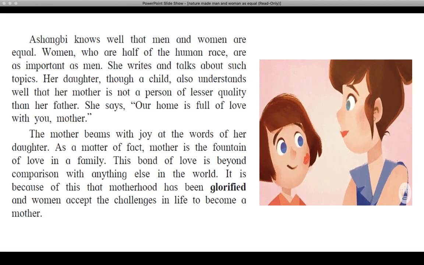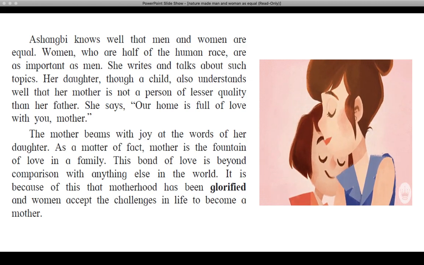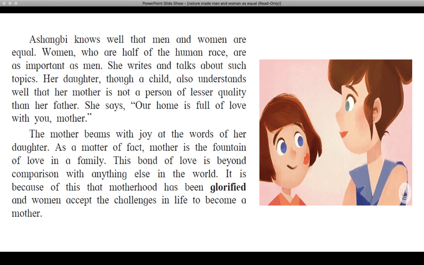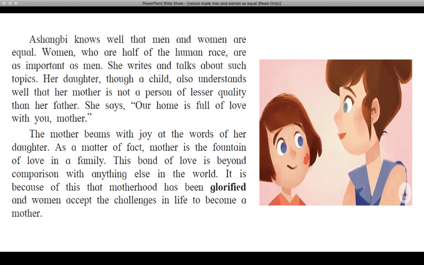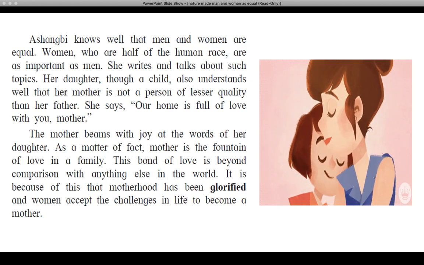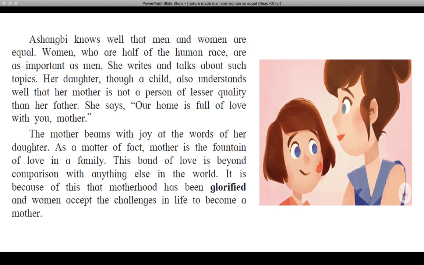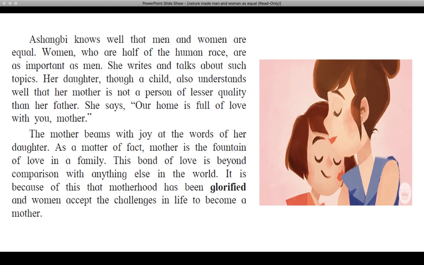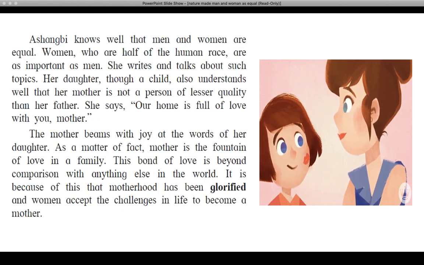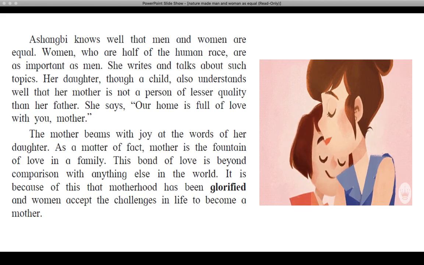And even though Ashangbi knows that men and women are equal, she writes about this, she talks about it because she's an activist, she's working for the rights of women. She says that men and women should be treated equally, and there should be no distinction between men and women.